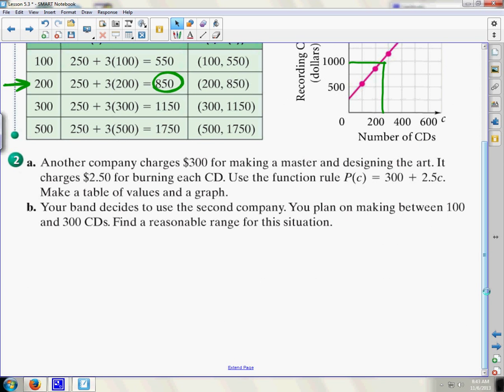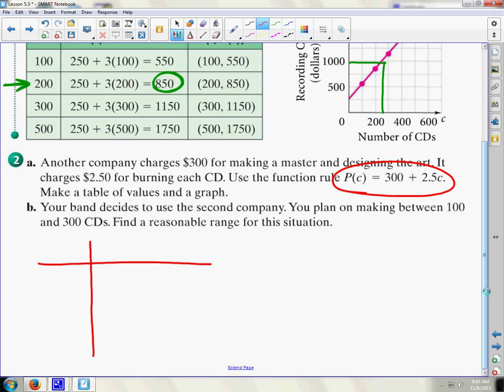So, another company charges $300 for making a master and designing the art, but it charges $2.50 for burning each CD. Use the function rule, make a table of values and a graph. So try that problem right here. All right, so I am going to do these same numbers. So I'm going to have C, I'm going to have my 100 CDs, 200 CDs, 300 CDs, 400 CDs. And then I'm going to do my P of C.